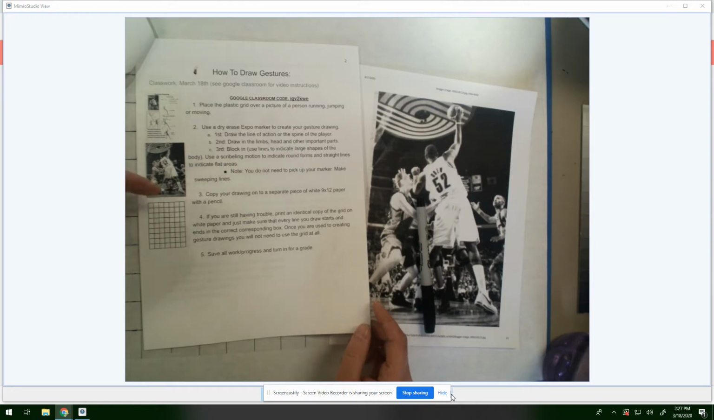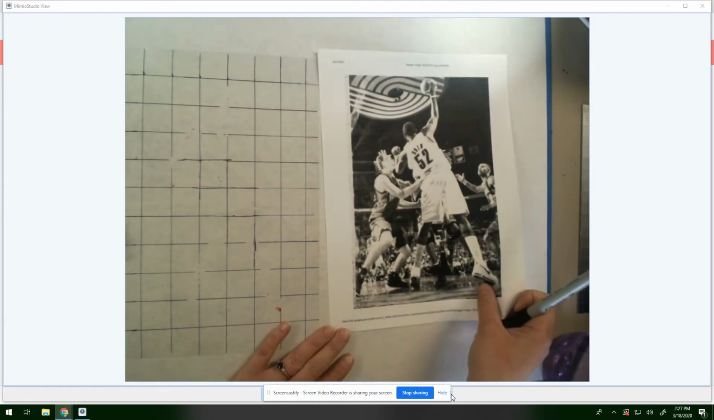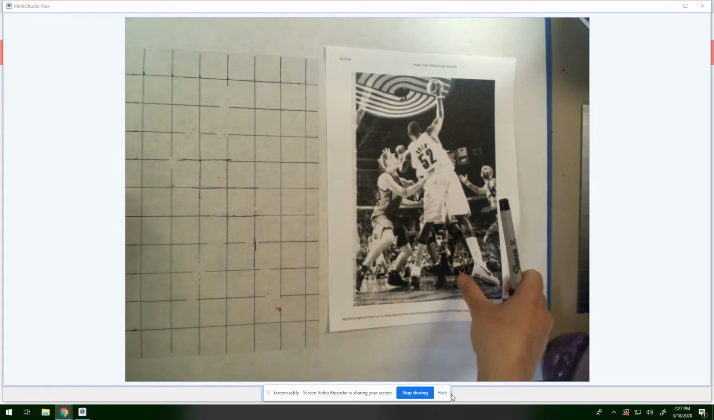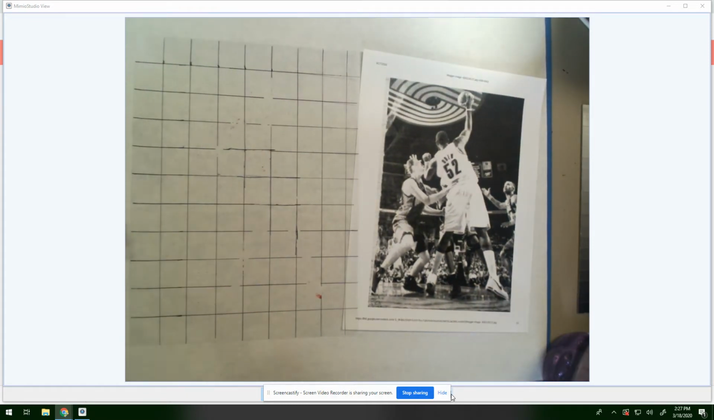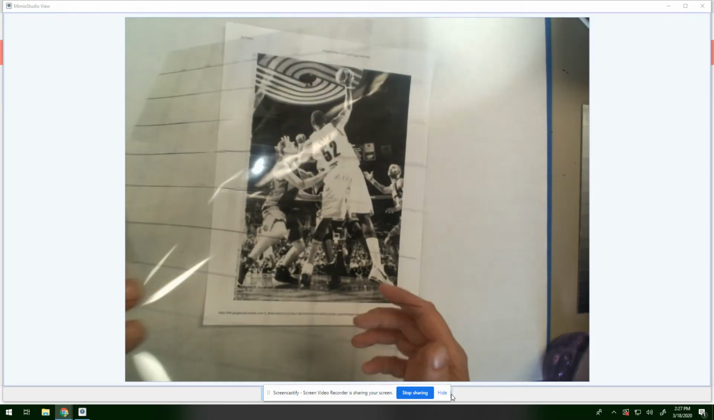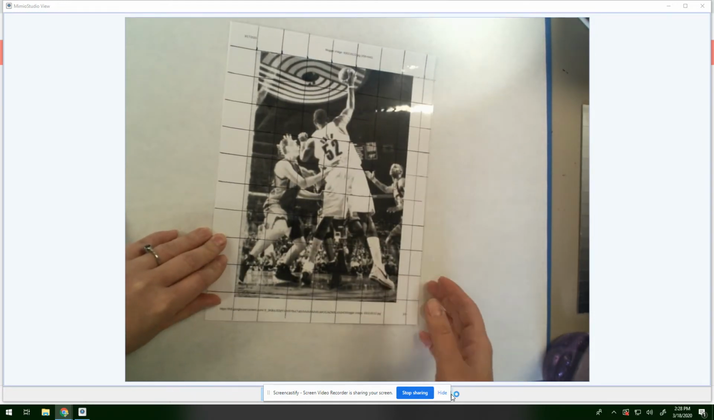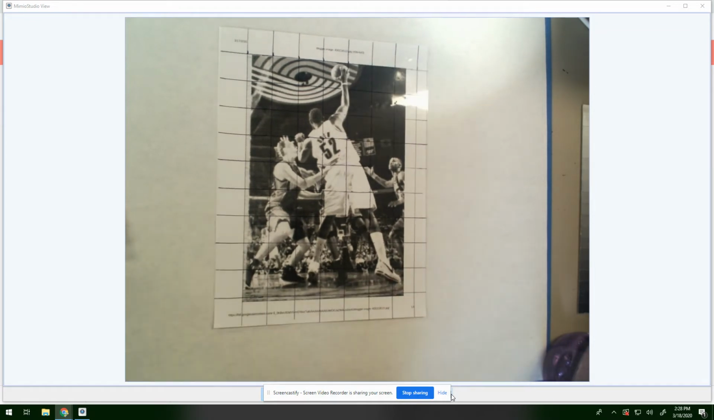Today's assignment is to practice doing some gesture drawings. And I'm going to walk you guys through the steps in case this was confusing for you. So what you're going to need is this image of the basketball player, and you're also going to need this grid that's here. What we're going to do is look at our figure that is in motion. The photograph has captured him nicely in motion.